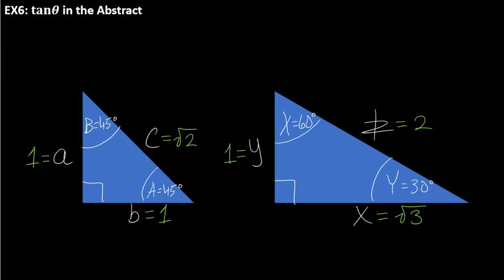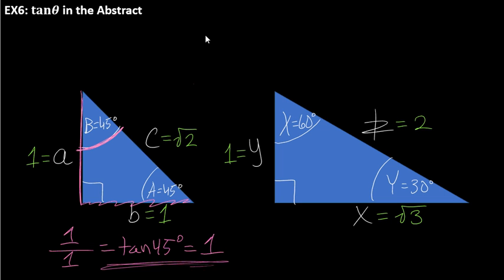Okay, so let's go ahead and generalize tangent really quickly. So tangent, if we have the tangent of a 45-degree angle, that means we are doing opposite over adjacent. So opposite over adjacent is equal to the tangent ratio of a 45-degree angle. And we already know that's simply just 1. So the tangent of 45 degrees is 1.